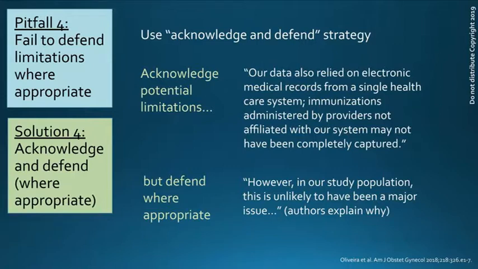And it kind of goes with that previous slide about really understanding how each limitation is playing out in your study. So in this example, the first part acknowledges a limitation, which I won't read every word of, but then the second part is where they defend that limitation: "However, in our study population, this is unlikely to have been a major issue," and then they go on to explain why. So again, this is going to really differ depending on every study, but it's something to consider as you're putting together your limitations section.